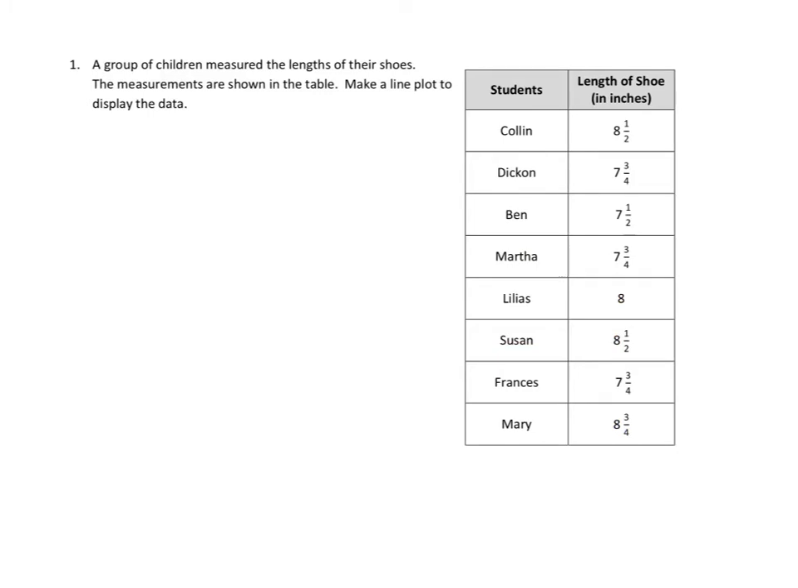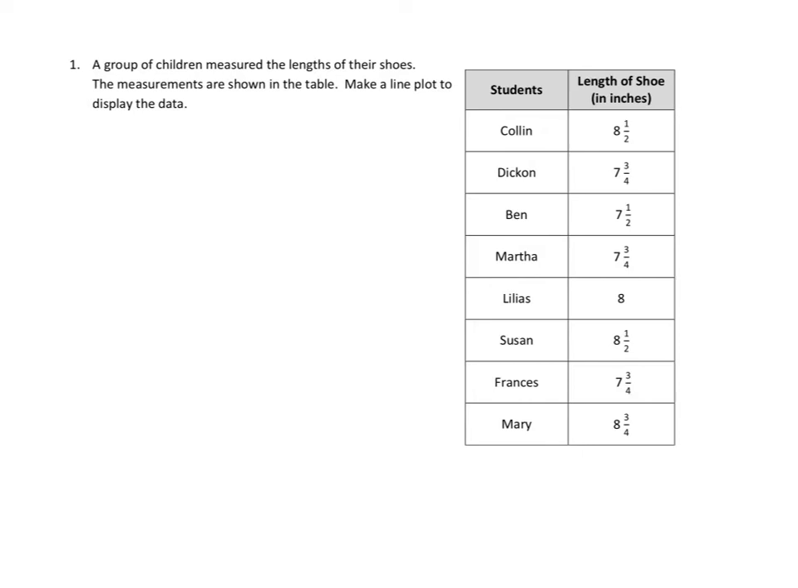Our problem reads as follows. A group of children measured the length of their shoes. The measurements are shown in the table. Make a line plot to display the data. Let's take a look at the data. We've got a little table here with students and the length of their shoes in inches. Colin, 8½ inches. Dickon, 7¾ inches. Ben, 7½ inches. Martha, 7¾ inches. Lilius, 8 inches. Susan, 8½ inches. Francis, 7¾ inches. And Mary, 8¾ inches.